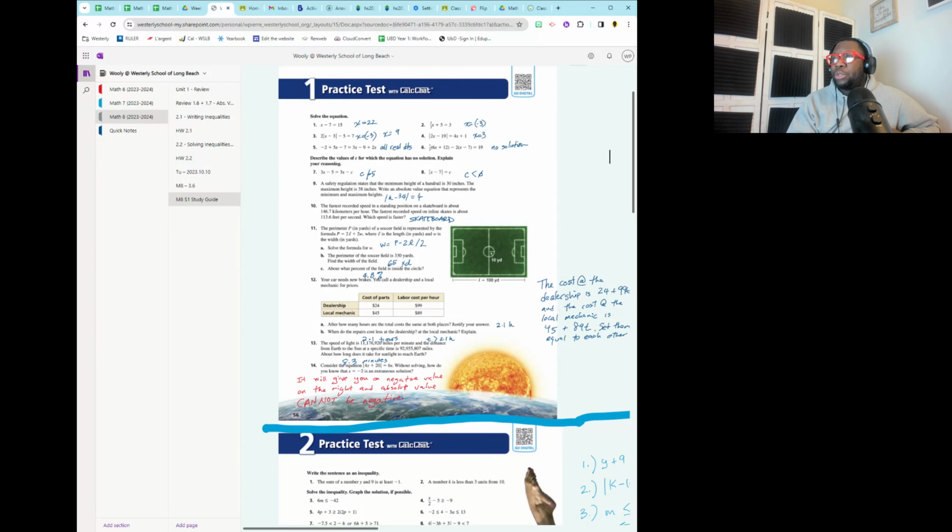For question number 10, we're told to find the fastest speed. The fastest recorded speed in the standing position on a skateboard is about 146.7 kilometers per hour. The fastest recorded speed on inline skates is about 113.6 feet per second. Which speed is faster? So we have kilometers per hour versus feet per second. The faster speed is going to be that of the skateboard, which is going kilometers per hour.